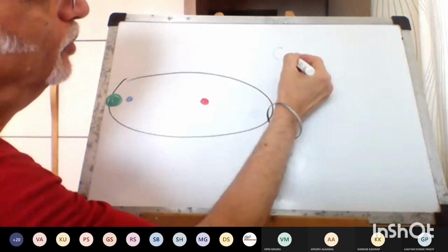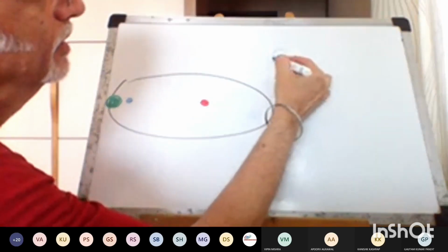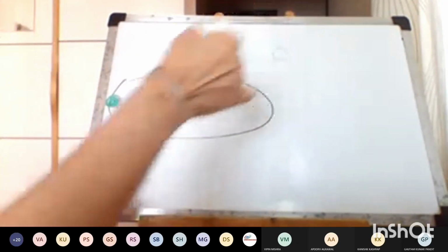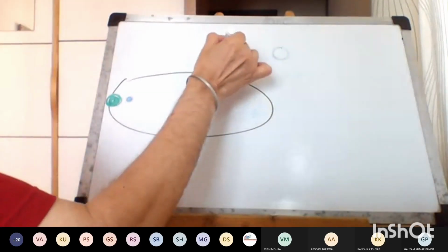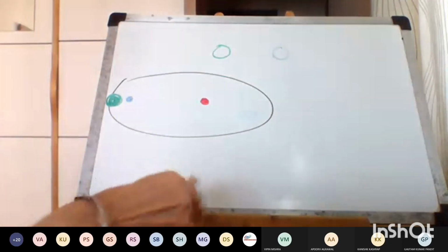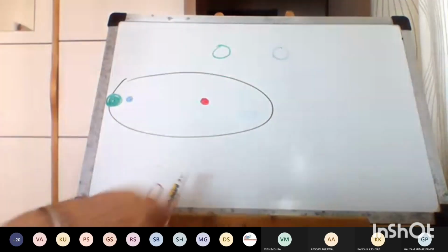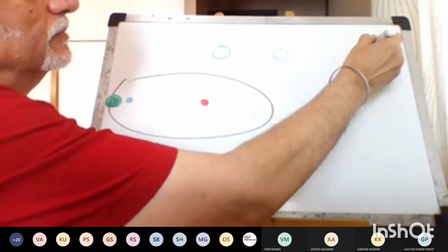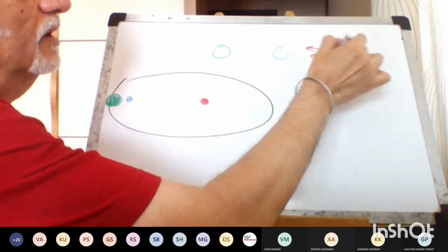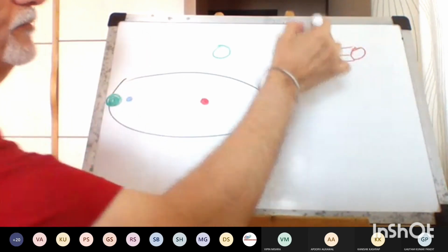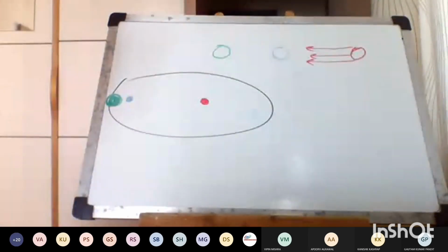Let me draw a little more magnified view over here. This is the moon. This is the earth. And this is the sun. Sun rays. What sort of a moon are you seeing as per this diagram?